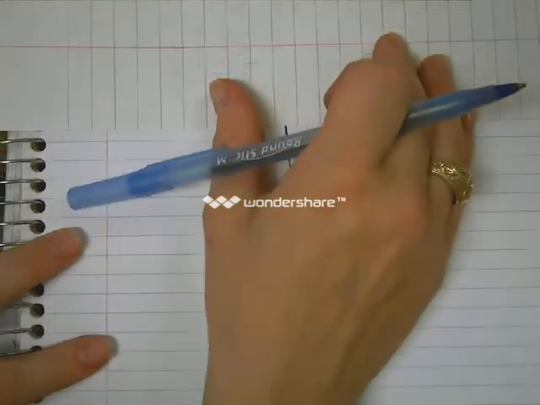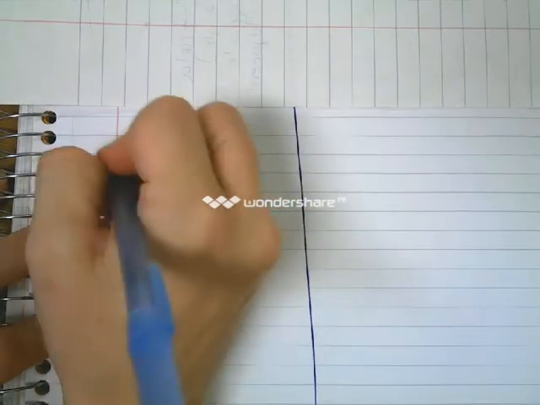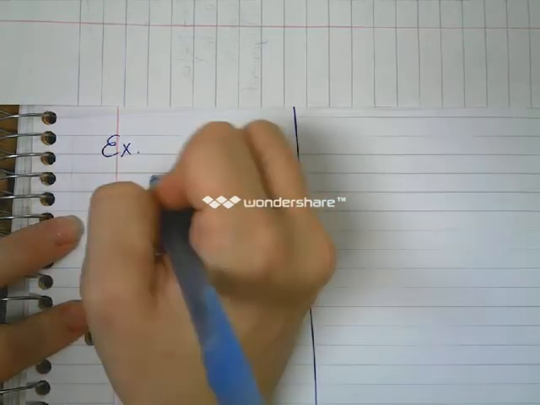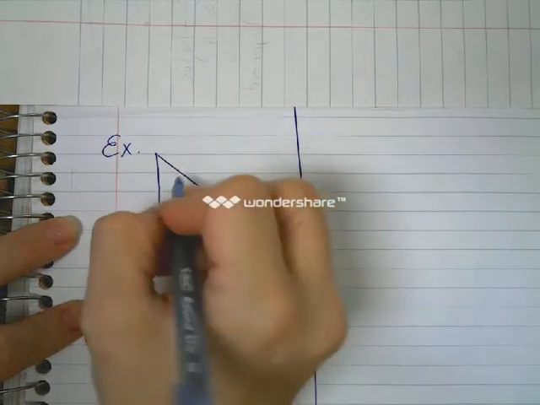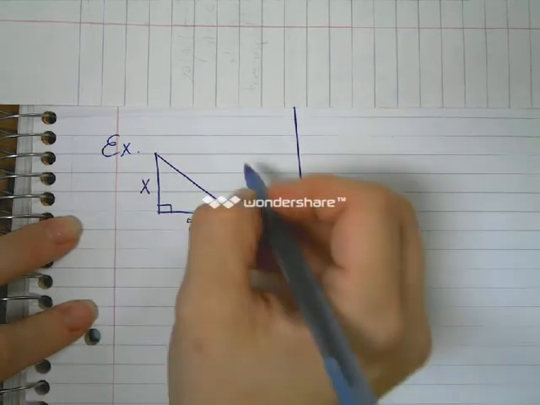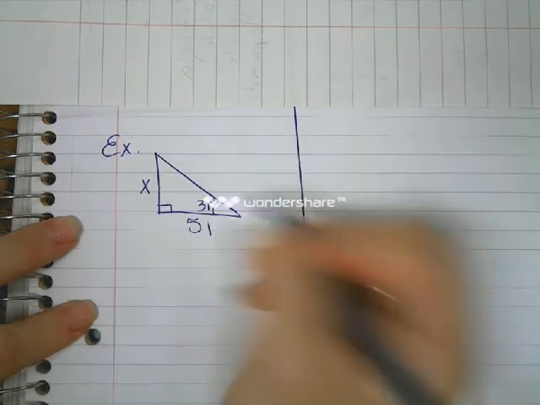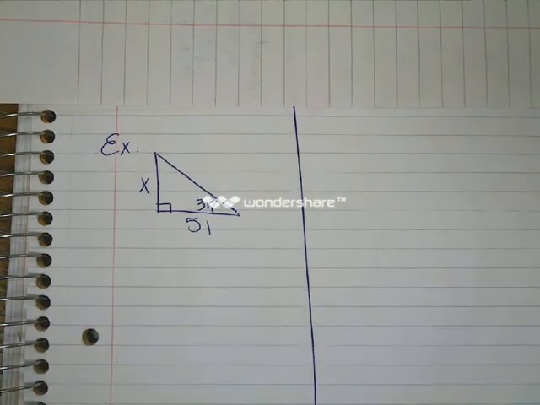We're going to continue in the notes, and I'm going to give you 3 examples of tangents. Okay, so here's a problem. We can't use Pythagorean theorem because we're missing 2 of the sides. We can't use special right triangles because the angle is 31. So in this case, we're going to use the tangent ratio.